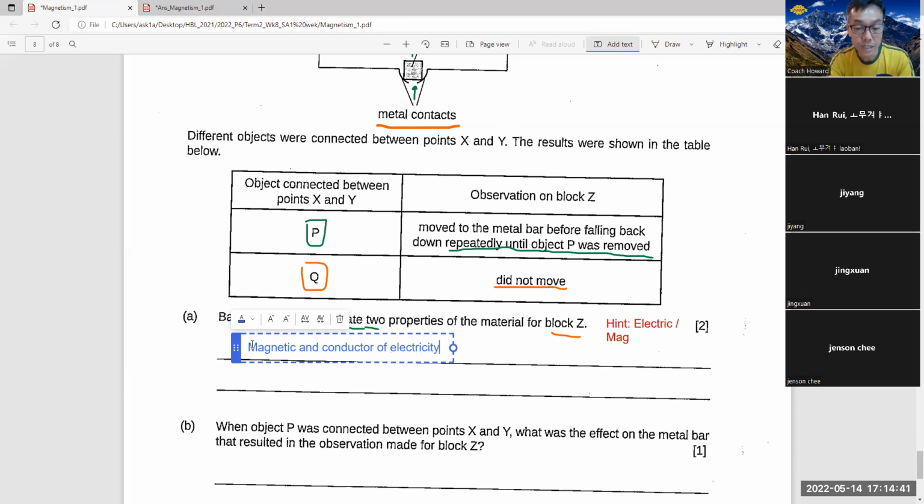Do not need to mention good conductors of electricity. As long as it can conduct electricity, this thing can work. So this one you already got 2 marks because it says state. No need to give reason, just state.